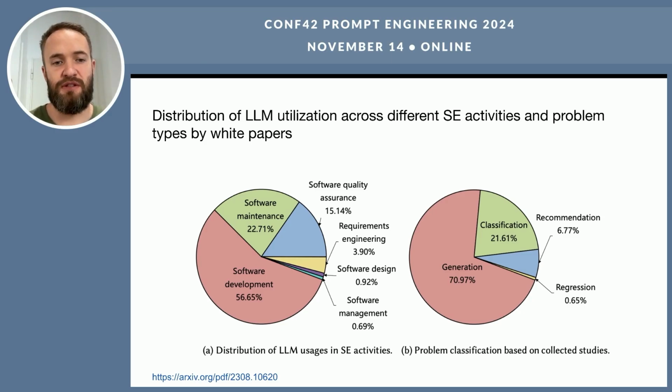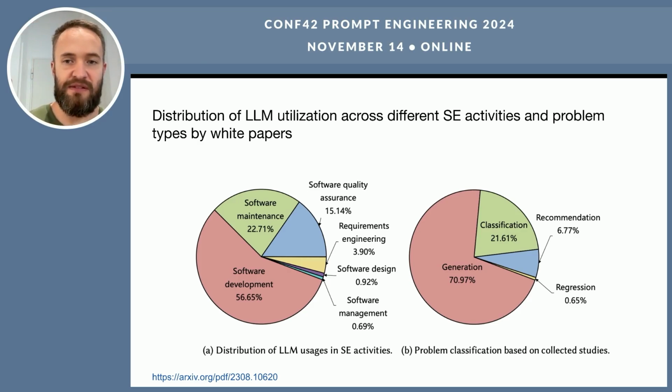It's interesting to see what researchers are actually trying to solve, where the current trends are and what's happening. There is an interesting paper, pretty fresh, that summarizes a whole number of white papers and research happening across the whole internet. They found that the majority of work is concentrated on software development itself. There are different angles of it, and I will cover a couple of them. But there are also developments in software maintenance, requirements engineering, software design, and software management.